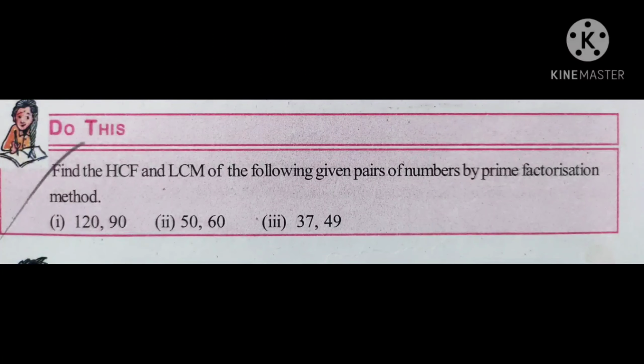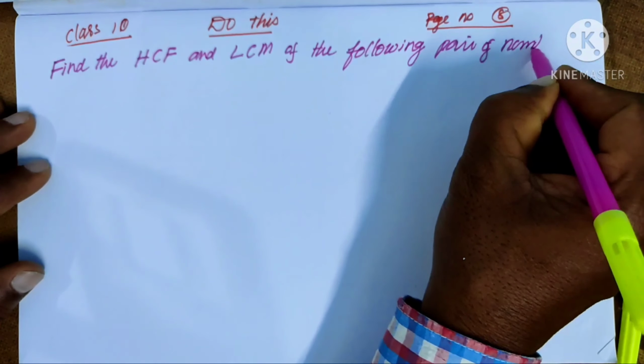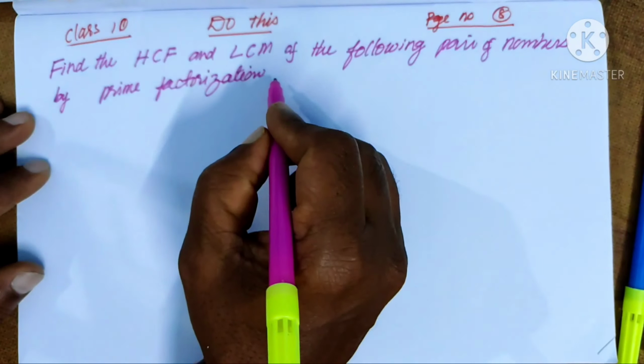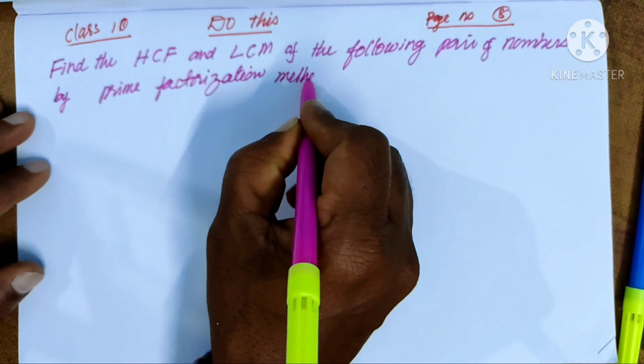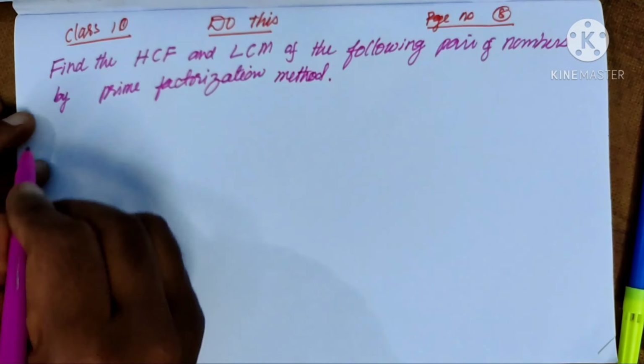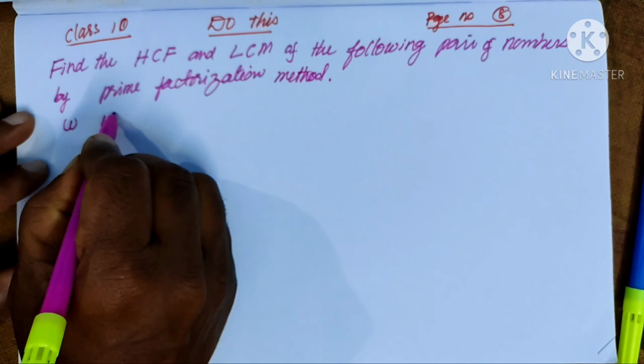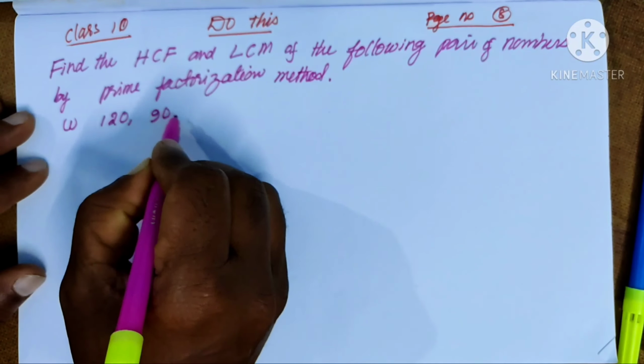Now class 10th. Do this. Page number 8. Find the HCF and LCM of the following pair of numbers by prime factorization method. First one, 120 and 90.